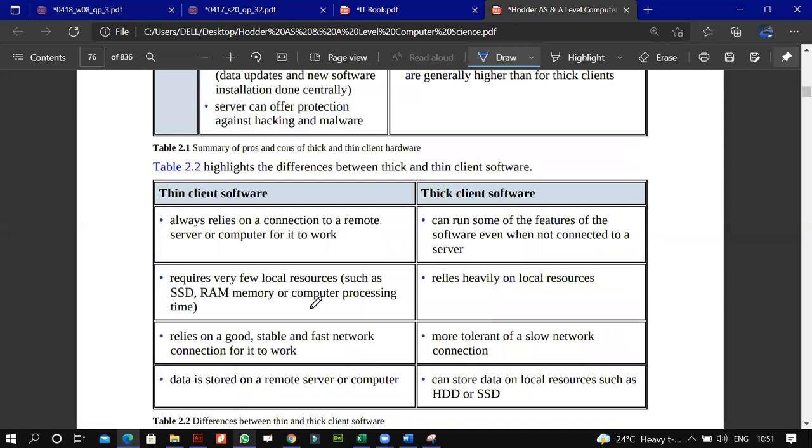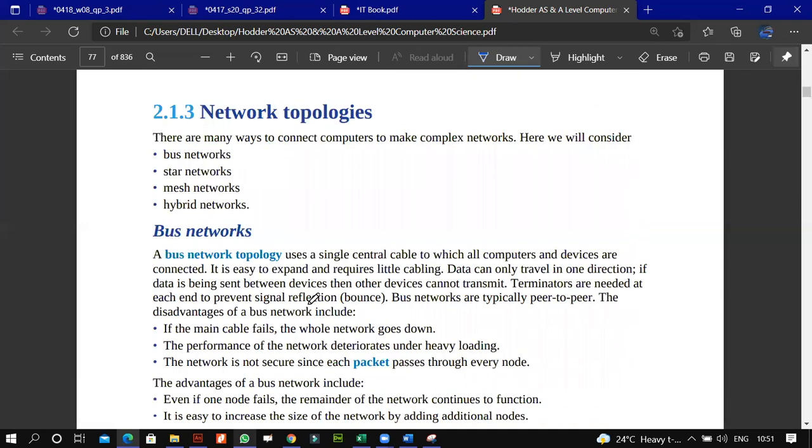I'll share the entire PDF file of this book with you. I can't obviously cut and paste everything.